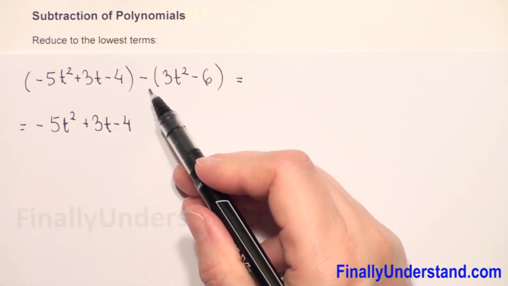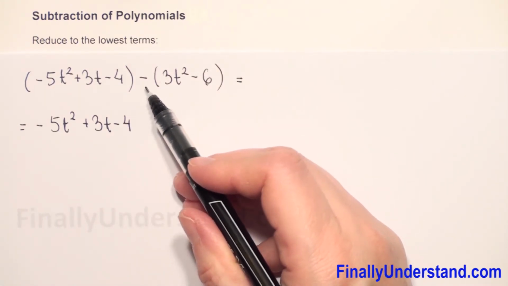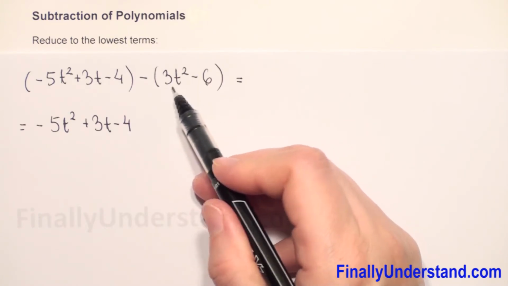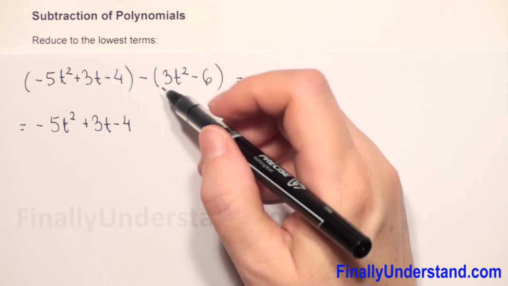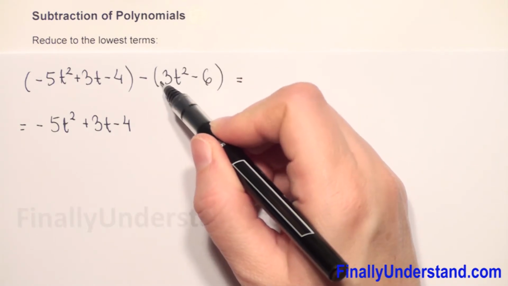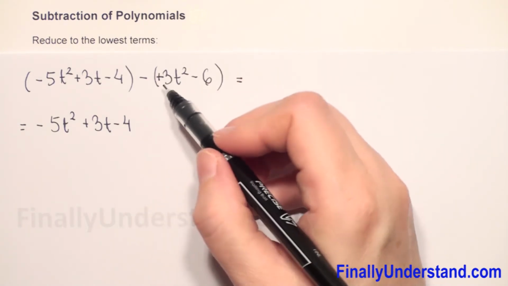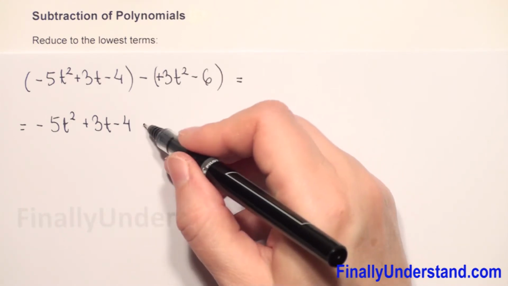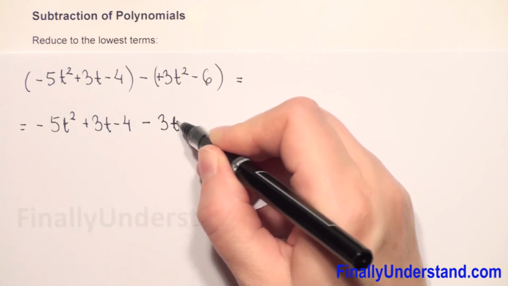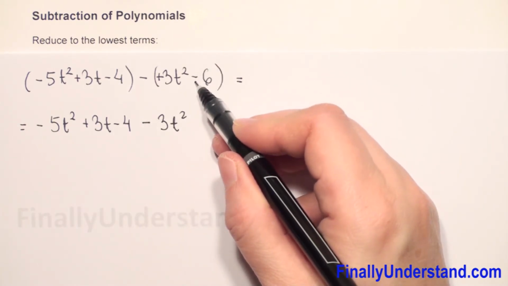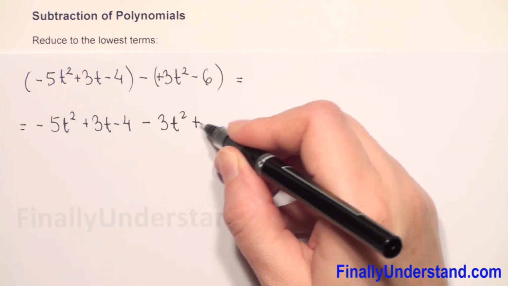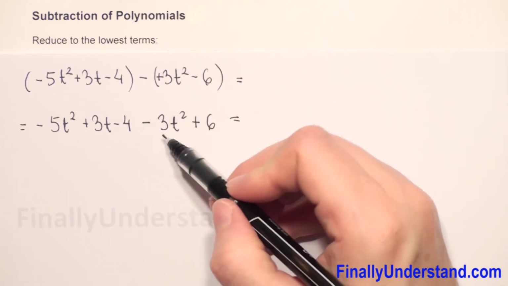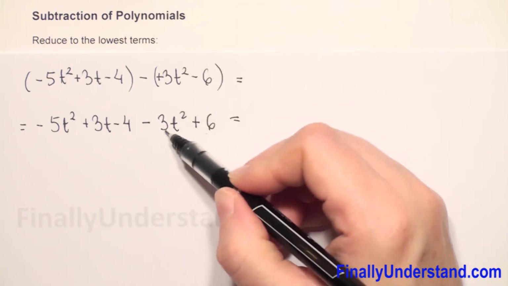Next, we have a negative sign before the parentheses. When we have a negative sign, we have to change the sign of every term in the parentheses to the opposite. So when we don't have any sign, it's always positive. So we have positive 3t squared, so now it will be negative 3t squared. Next, we have negative, so now it will be positive 6. We have to rewrite every term in the parentheses, and we change the sign.